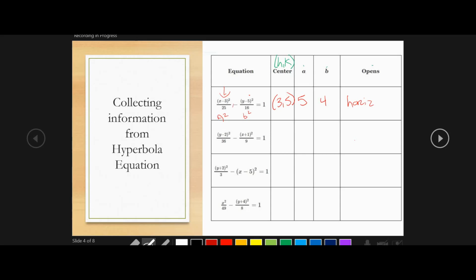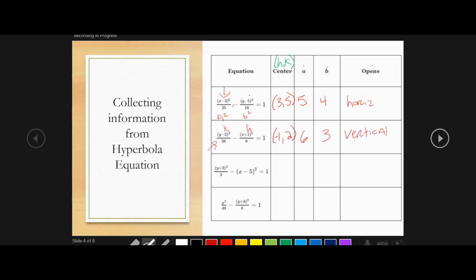All right, next one. For this one, be careful. A lot of the time people will write this as 2, -1. But you want to be careful, because since y is first, this is the h with the x. So that's h and that's k. So it's going to be -1, 2. Again, they're always opposites. And then we have 6 and we have 3. And this one, because y is positive, is going to open vertically.